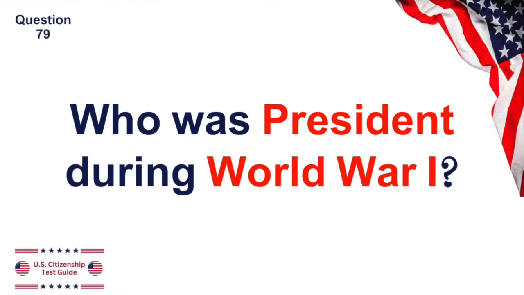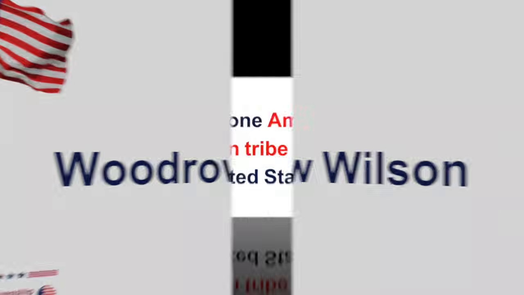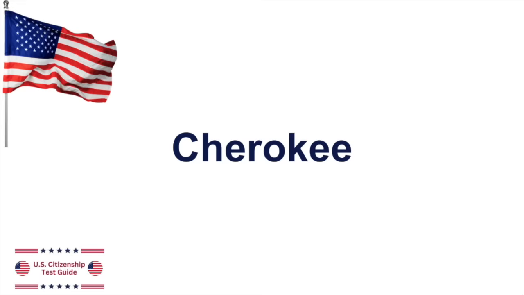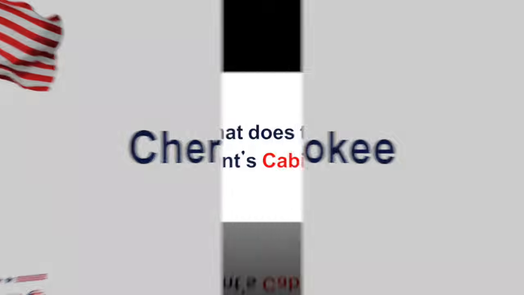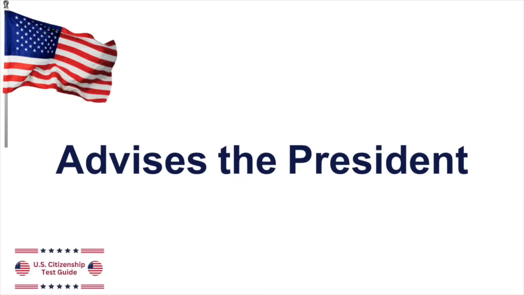Who was president during World War I? Woodrow Wilson. Name one American Indian tribe in the United States. Cherokee. What does the President's Cabinet do? Advises the President.